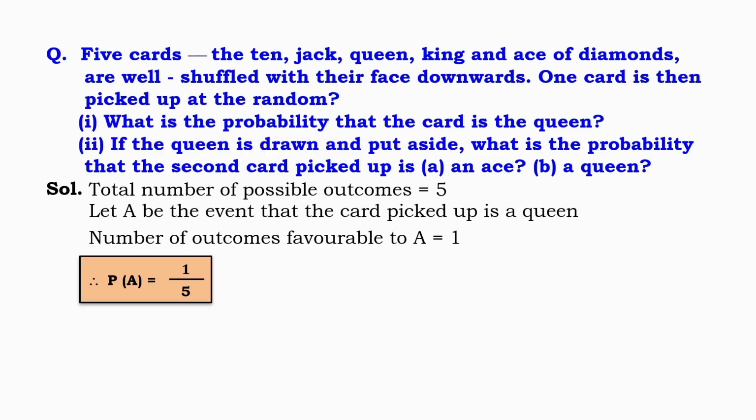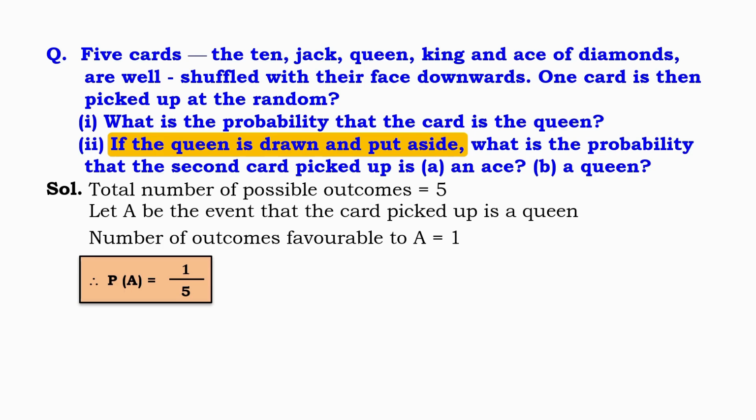Now let us take a look at the next part. If the Queen is drawn and put aside, what is the probability that the second card picked up is an Ace? One thing over here, since they have mentioned how many cards are there, in this case we will not consider the total number of cards, that is 52 in a card playing game. Since they have mentioned the 5 cards they have taken, we will only consider 5 cards over here. So don't confuse that.